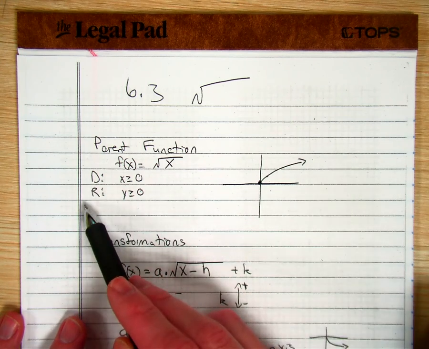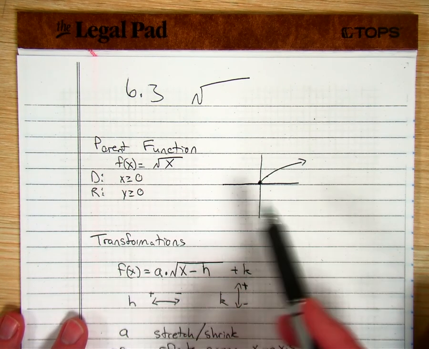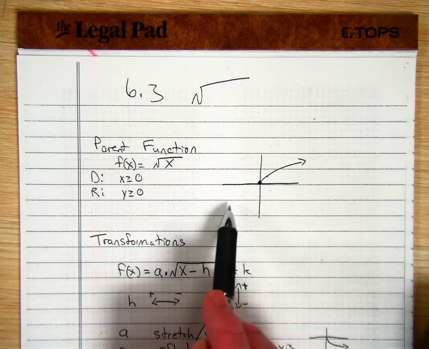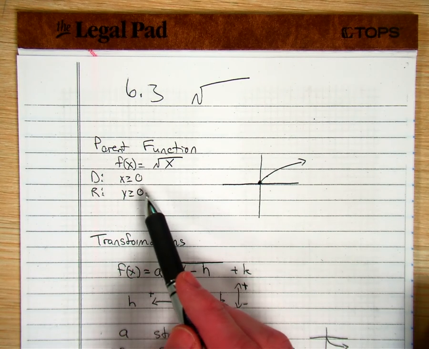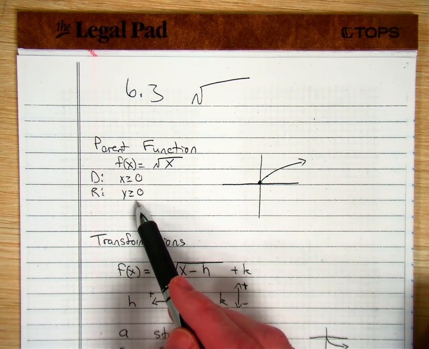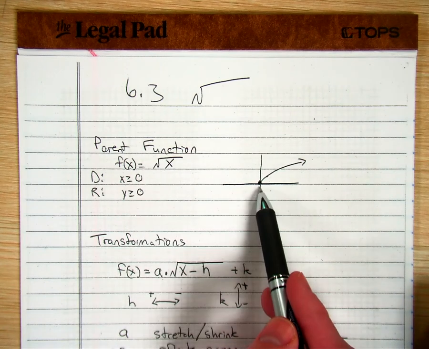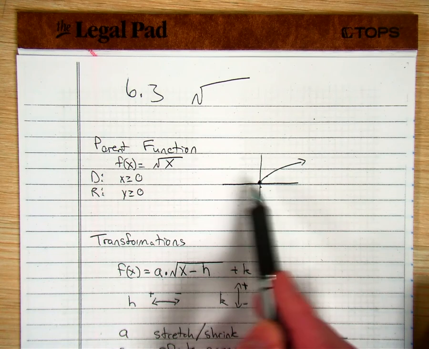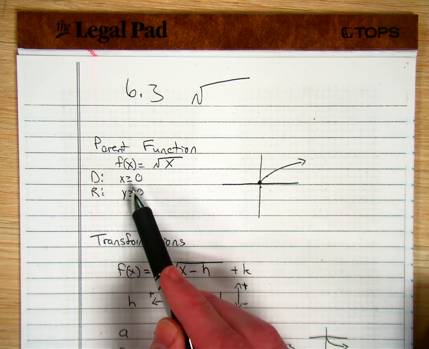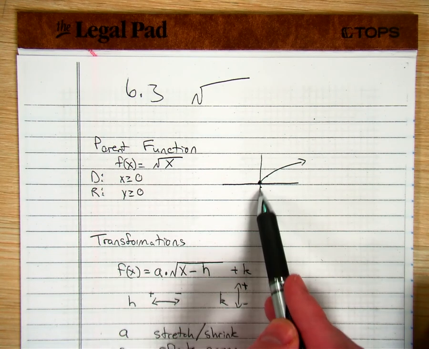So our domain and range is a little bit different. We're used to having at least one of them be all real numbers, but because we have a definite start point and go forward from there, our domain and range are going to be greater than or equal to a certain number for each one of these, depending on where your starting point is. So for just the base one here, square root of x, our start point is 0, 0. So all of my x's are greater than or equal to 0. All my y's are greater than or equal to 0.